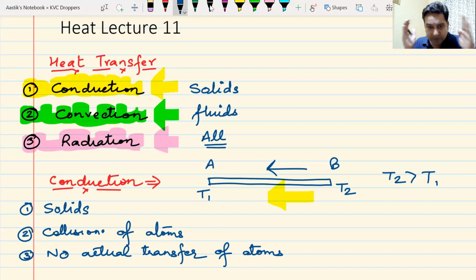Now, since conduction is because of the collision of these atoms or molecules, if the atoms or molecules are very far apart from each other, the collision will happen, but it will be very less, and the energy transferred would be very, very slow. And therefore, this mode of heat transfer is not very prominent in liquids and very, very less in gases, because in gases, atoms are very, very far apart from each other compared to solids and liquids. And therefore, conduction happens in solids primarily.